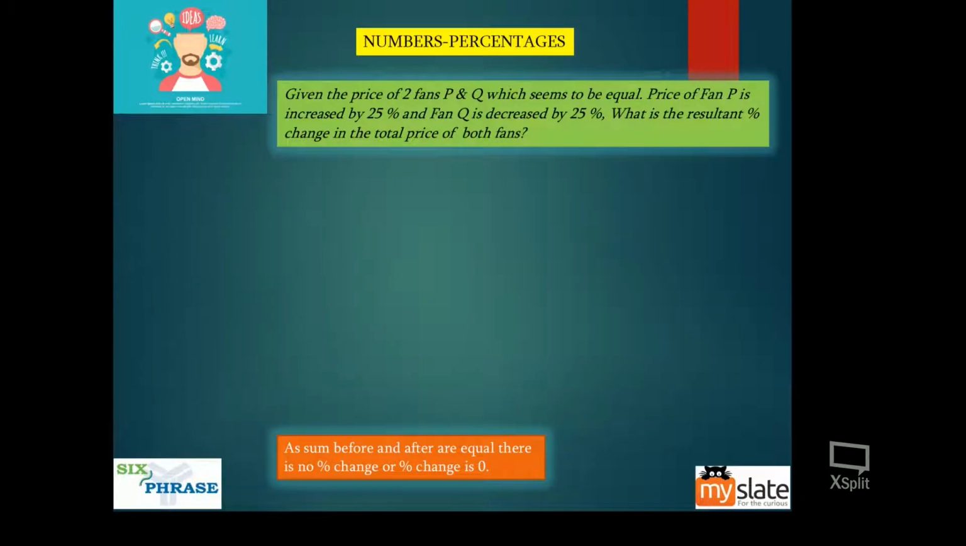Given the prices of two fans P and Q, which seem to be equal, the price of fan P is increased by 25 percent and fan Q is decreased by 25 percent. What is the resultant percentage change in the total price of both fans?